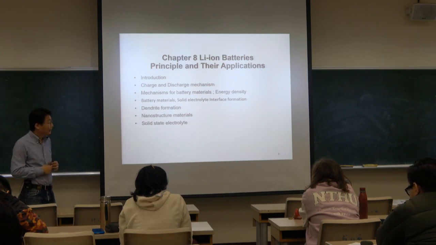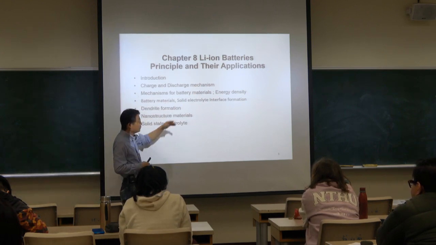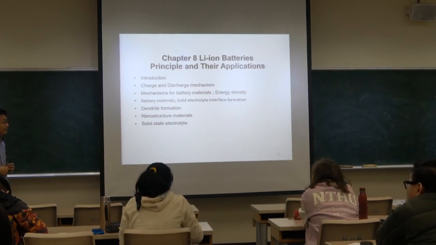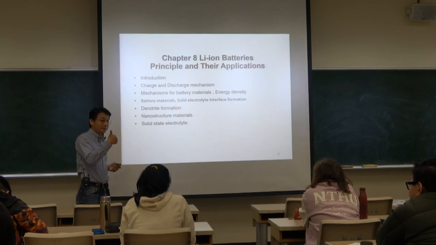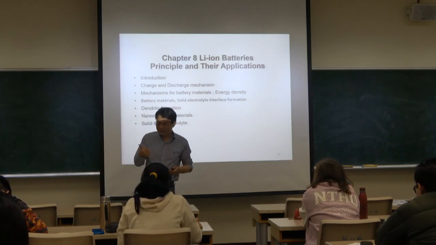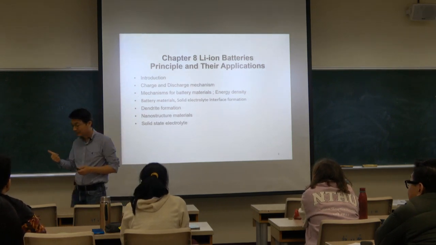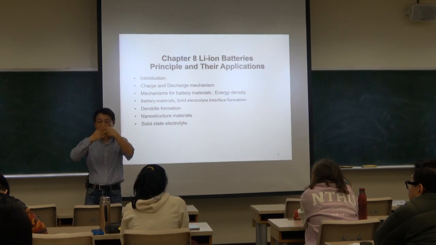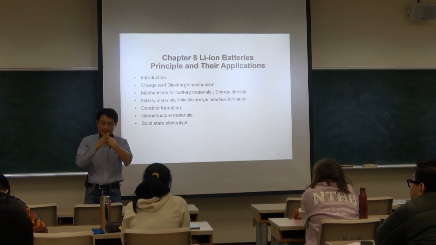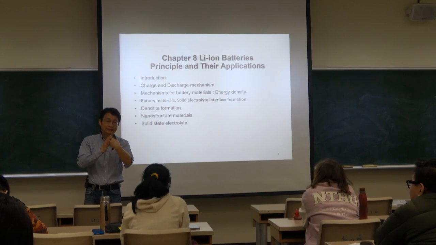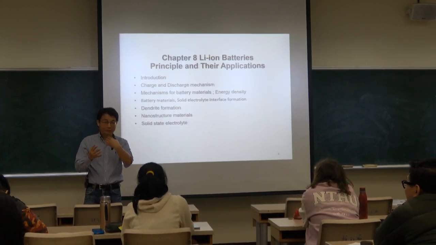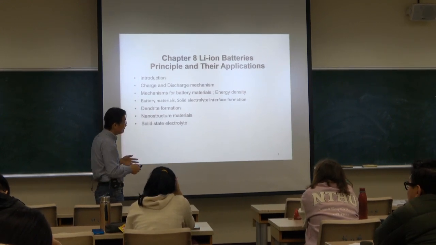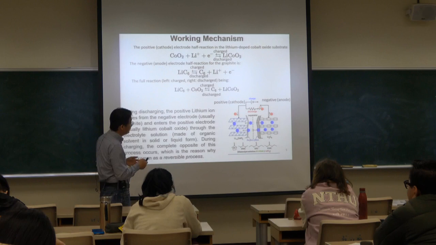SEI formation in the battery also plays a very important role, because the SEI formation has a positive side, which can protect the electrode. Because the electrode is covered by the SEI layer, the electrode will not be corroded by the electrolytes.